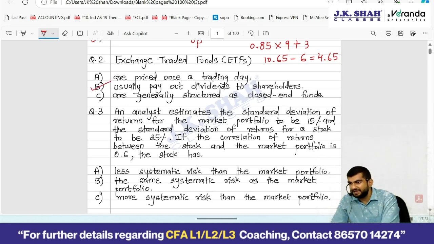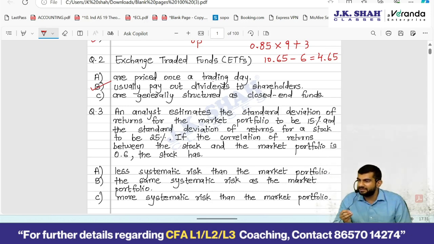Now let's discuss why C is wrong. Are generally structured as closed-end funds. Now understand one thing, what are closed-end funds? Closed-end funds means as the fund manager, initially when I issue the shares or units to investors, thereafter I don't issue additional shares or units. Then investors keep trading among themselves in the secondary market. That is what a closed-ended fund is.